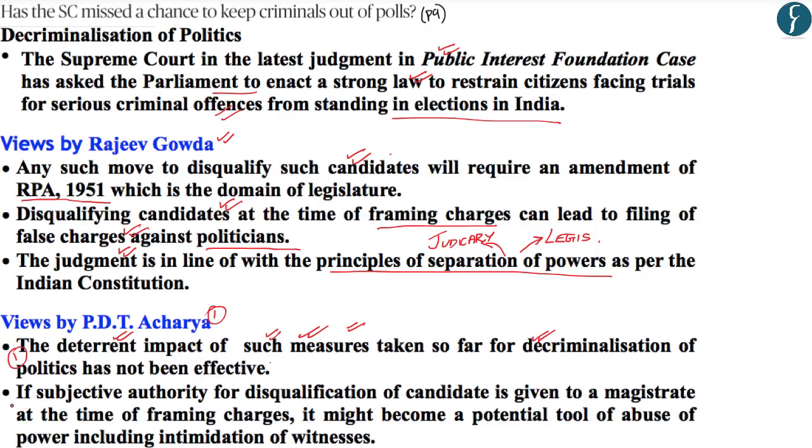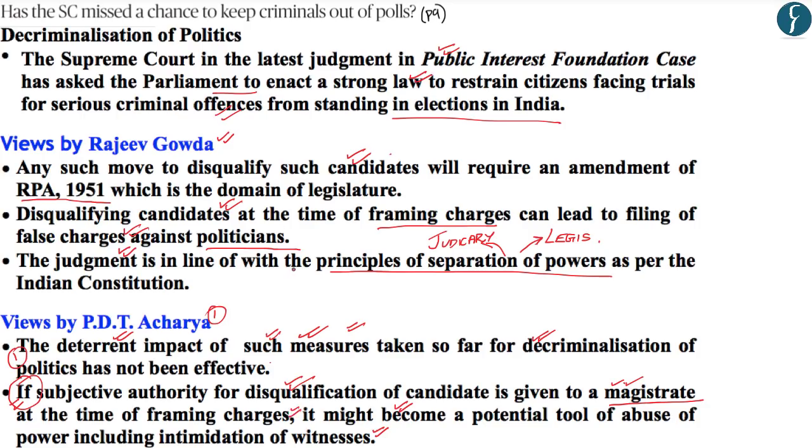And the last main argument given by the author is of a speculative nature, wherein if the authority for the disqualification of a candidate is given to a magistrate of a district, then according to the author, it might become a potential tool of abuse, which may include intimidation of witnesses and may lead to moral corruption of the magistrate or of the person against whom the charges have been filed.